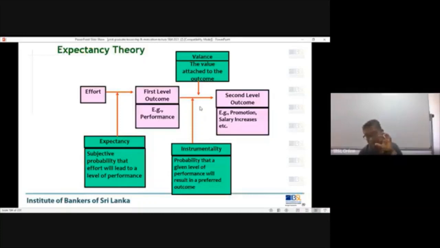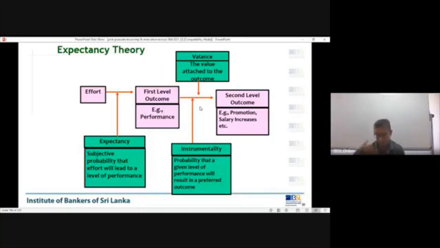Now, what are the takeaways from this theory? It gives a comprehensive view of the entire motivational process. Second, it indicates that individuals would act only when they perceive that their behavior will lead to a desired outcome.